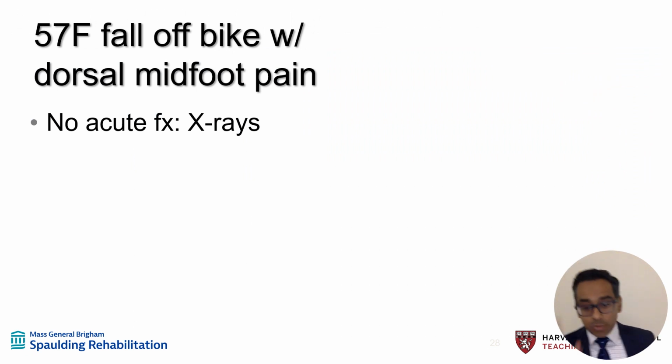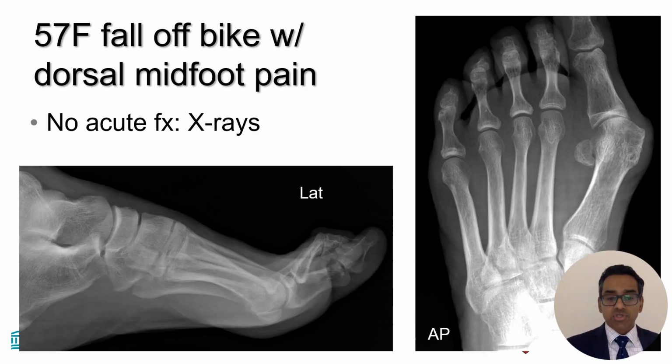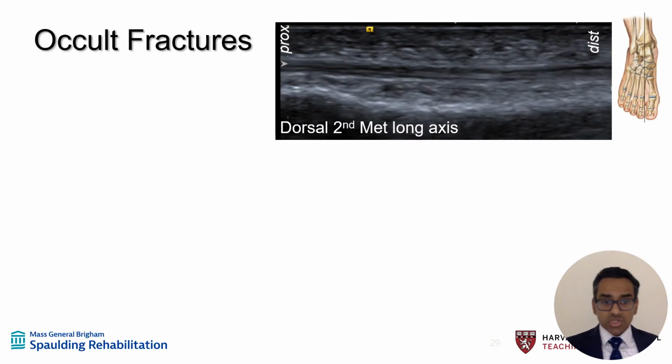One more case here about a 57-year-old female who fell off her bike and afterwards noted a lot of dorsal midfoot pain. Again, we got x-rays and really no obvious fracture or major problem is noted on these images. So we break out the ultrasound machine, and this is what we'd expect to see for a classic second metatarsal. And of note, this is where she's point tender. We really see not much going on here.